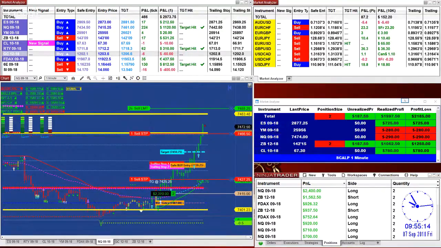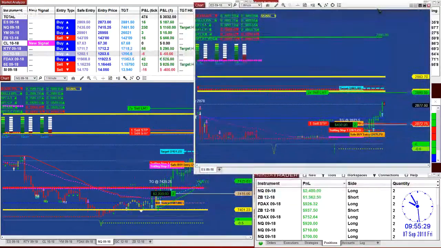I apologize. I'll try to cover the rest of the screen once we have a break. This is your ES. Let me put the ES here. Keep our eye on the ES.